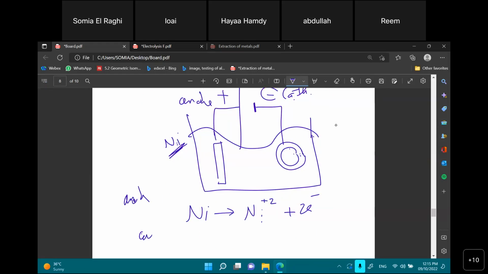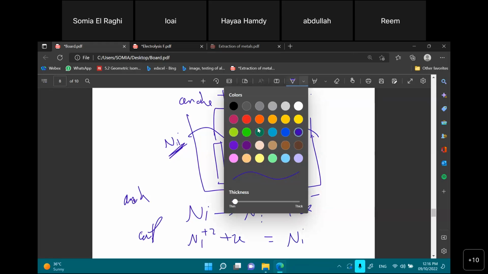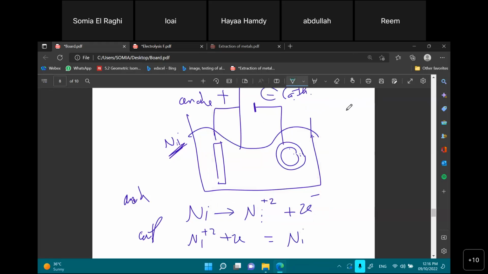At the cathode area, what will happen? Nickel 2+ plus 2 electrons will get nickel, one equation, and by the end of this process, what do we get? The ring is completely covered with this metal. Okay, sometimes we rotate the ring or object to get even layers. That means equal coating. And also we have to clean it before electroplating. All right.